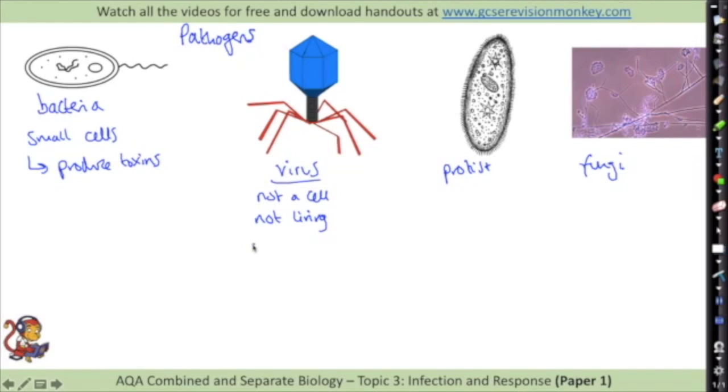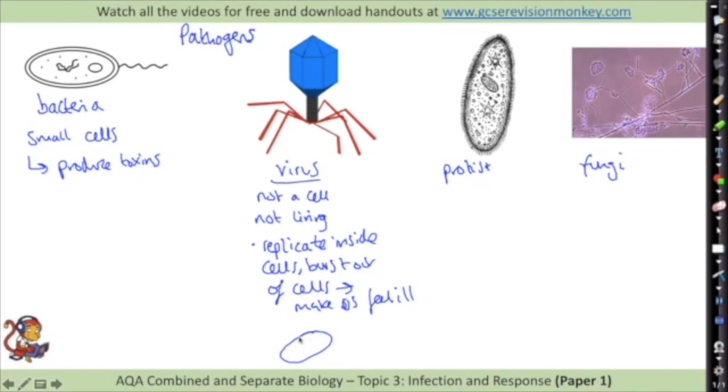And what they do is they replicate inside your cells, and then they burst out of the cells and rupture them. That is what makes us feel ill. So for example, if we draw one of our body cells here, we're being the host, the virus is inside replicating, and then after a while they will cause that cell to then rupture and release the virus to other parts of the body, and that part causes us to feel very ill.